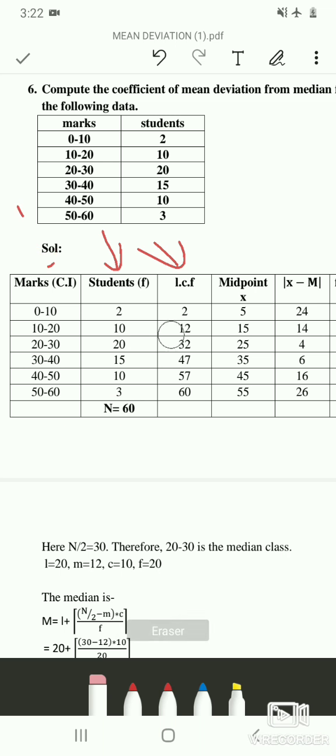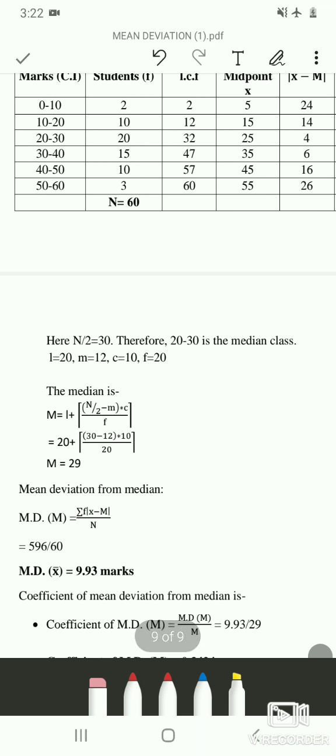So once you get the median class, then find out the values of L, the width C and M and F. So here L is 20, M is 12, and C is the size, that is width of the class interval, that is 30, and corresponding f value is 20. So once you know all these terms, substitute it in the formula of median, which is nothing but L plus n by 2 minus m into c upon f. So after substituting, you'll get the median value as 29.